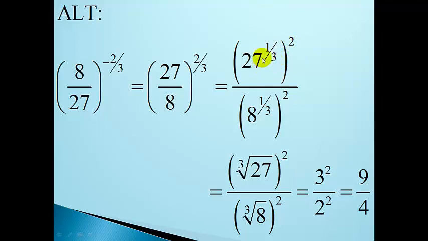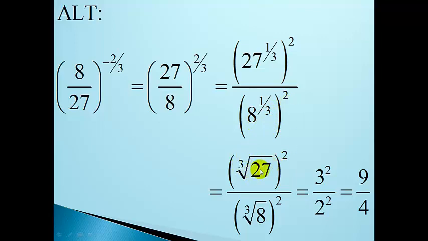The same thing happens to the numerator, and the same thing happens to the denominator. Now in the bracket we have 27 exponent 1 over 3, and we said that 27 raised to the power 1 over 3 is the cube root of that number. And so 27 raised to the power 1 over 3 is the cube root of 27. Don't forget, it's all exponent 2, all divided by 8 raised to the power 1 over 3, which is also the cube root of 8, all exponent 2.